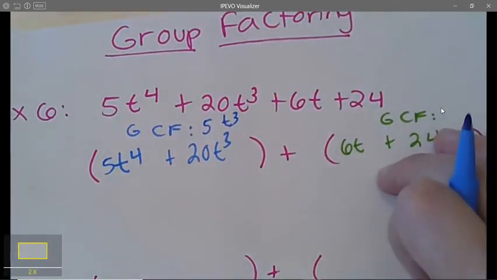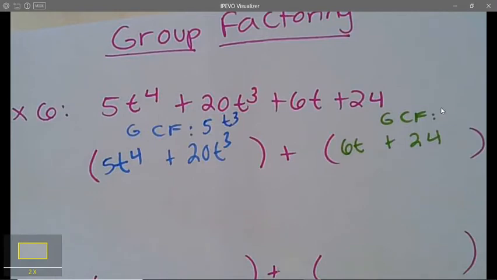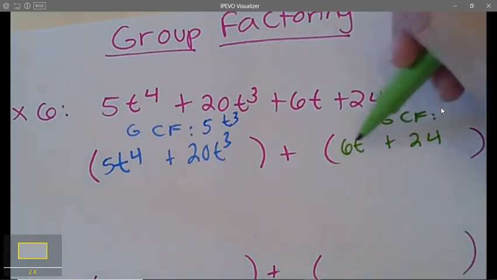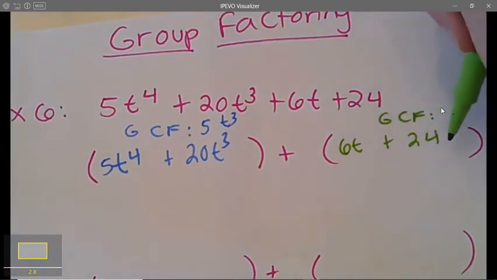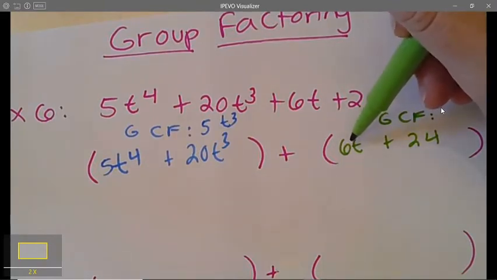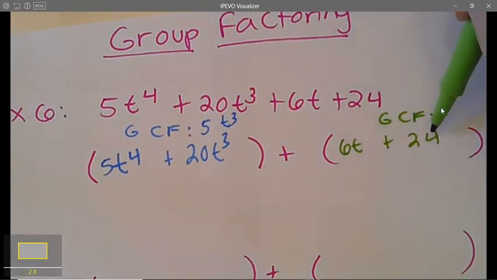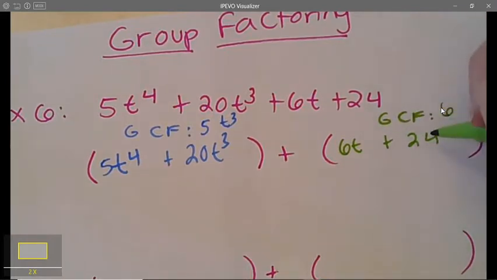And then I'm going to identify the GCF in my second parenthesis. So let's look at my 2 coefficients. What is the largest number that will divide into 6 and 24? Holy hot dog, it would be 6. And in this parentheses, both of my terms do not have a t in it, so I cannot include a t in my GCF.